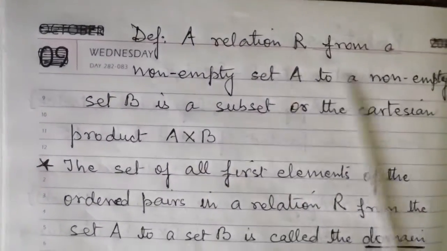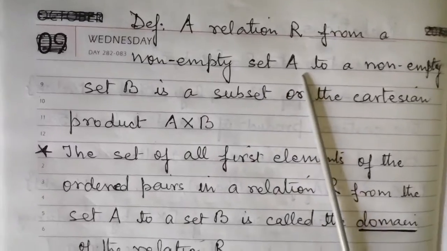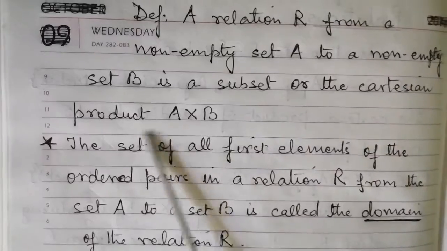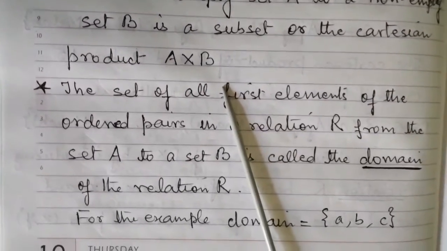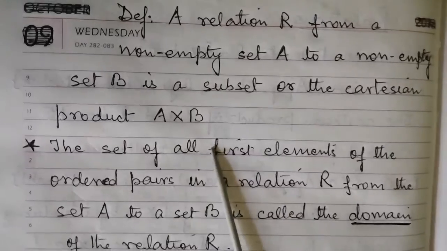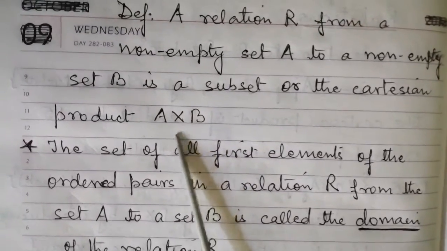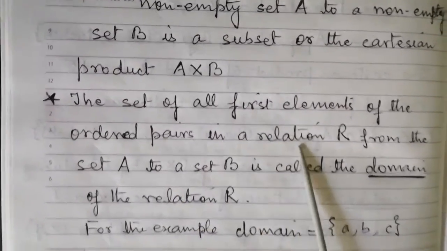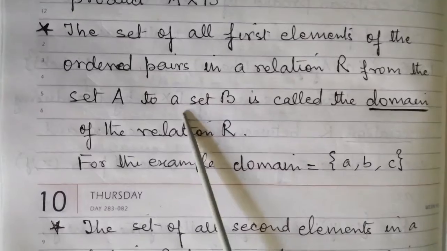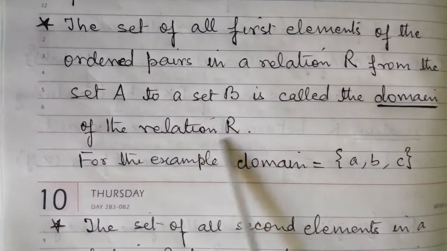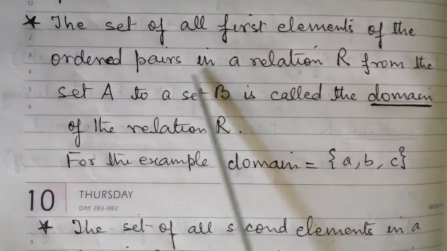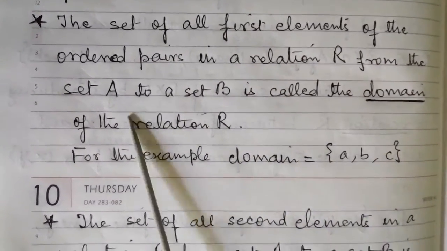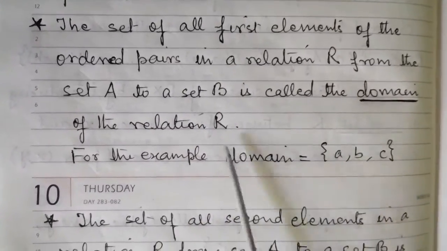So I define a relation R from a non-empty set A to a non-empty set B as a subset of the Cartesian product A cross B. Right? A relation is a subset of the Cartesian product of two sets, that is A cross B. The set of all first elements of ordered pairs in the relation R from set A to set B is called the domain of the relation.